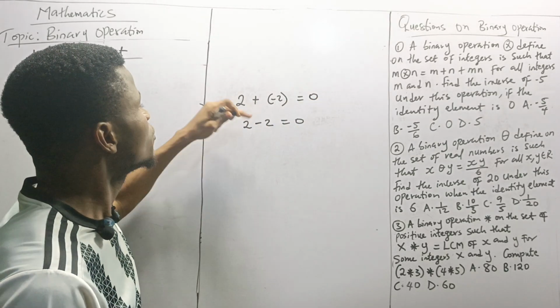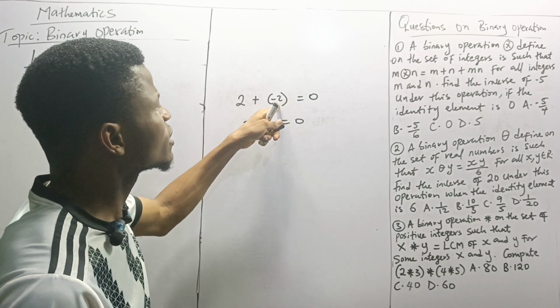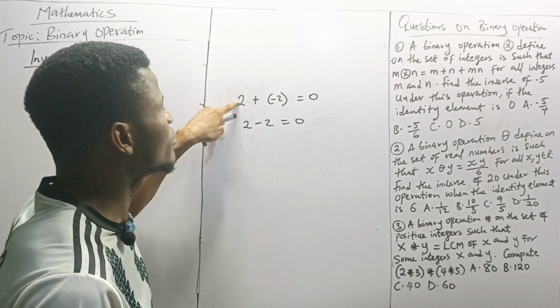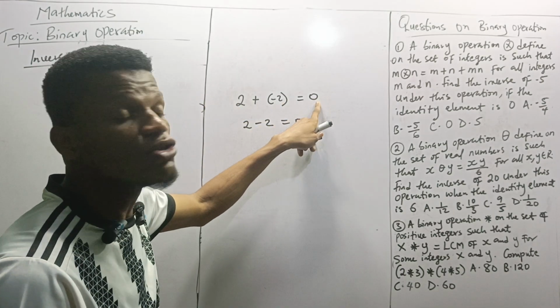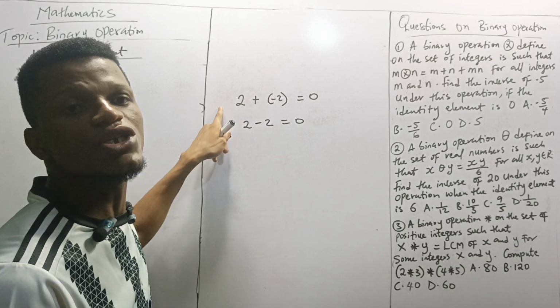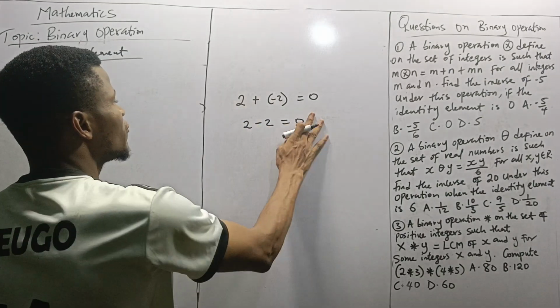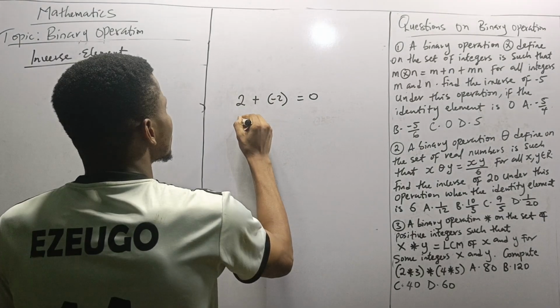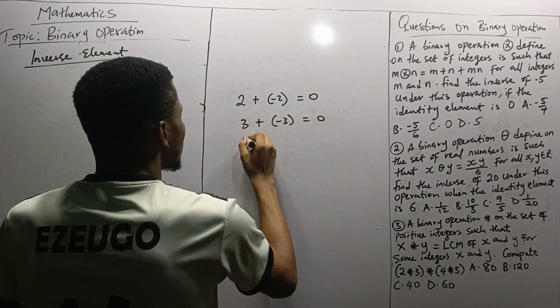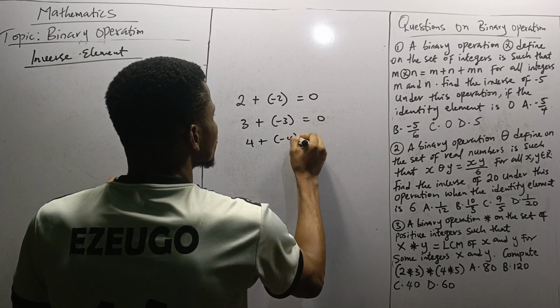All right. So now what can we say that this is? Of course, for you to combine a certain element with another element and it gives you a neutral element, then we say that each one is an inverse to each other. All right. So let me further my example, like 3 plus negative 3, which is 0. 4 plus negative 4, which is 0.